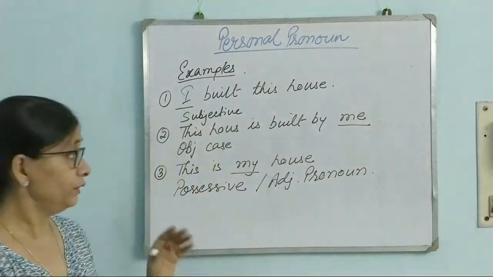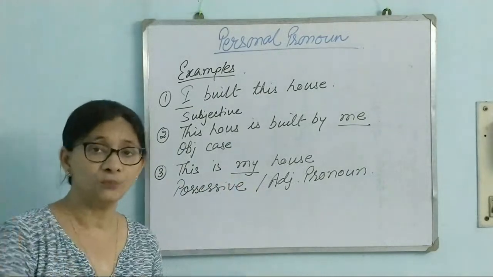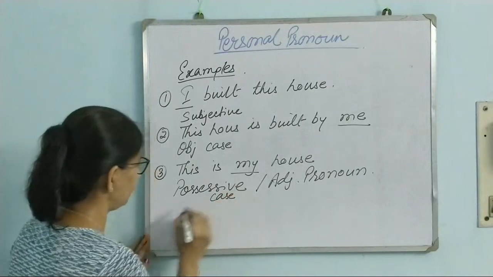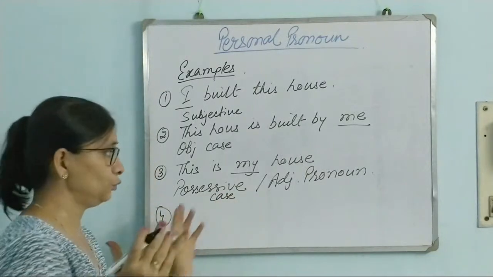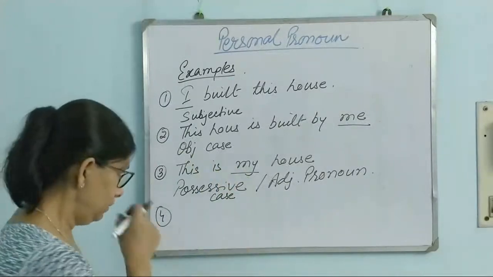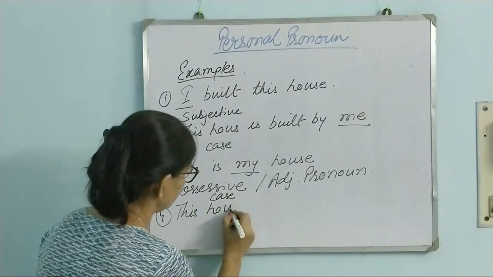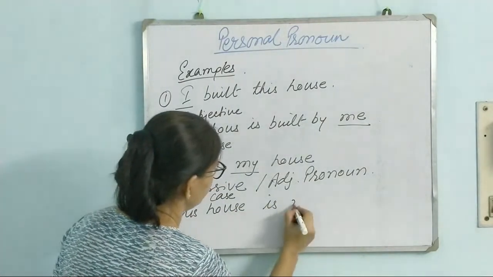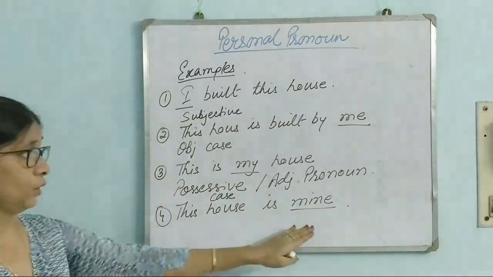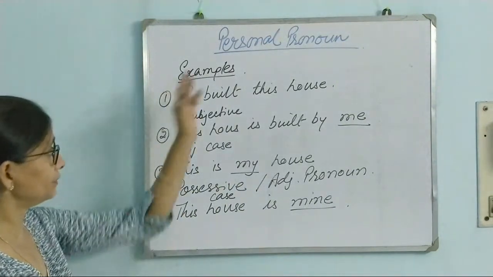Now, if I ask you to change this adjective pronoun into possessive pronoun, what it will be? This is possessive case, okay, not possessive pronoun. What it will be if I tell you to change it into possessive pronoun? Possessive pronoun of my will be, sorry, this house is mine. My changes into mine. So this is how we write personal pronouns.